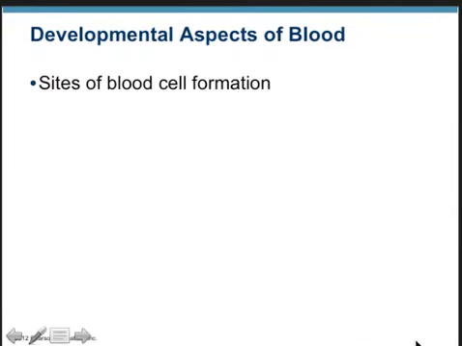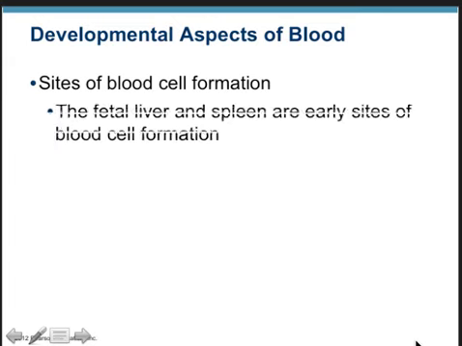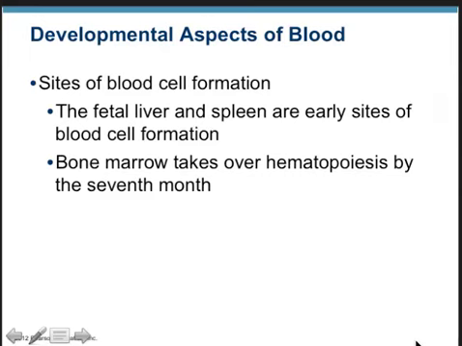Now, one of the things that we should address before we end this chapter is to talk a little bit about where blood comes from. When we're still inside our mother's womb, the fetal liver and the spleen are our major blood-forming organs. The bone marrow will take over the formation of blood usually by the 7th month in utero.